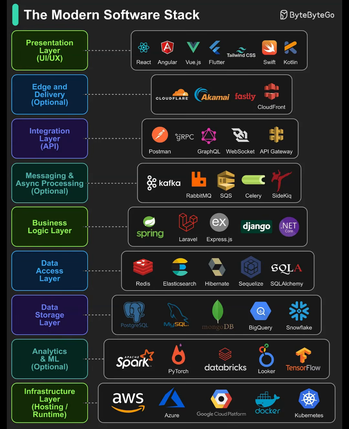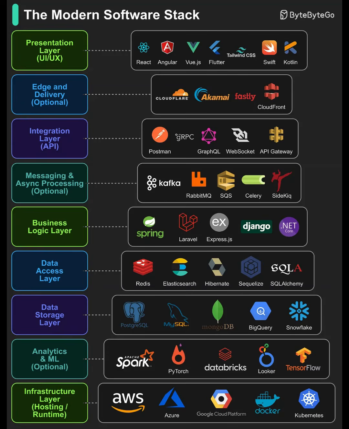Edge and delivery, optional but powerful. Before traffic reaches the app, the edge accelerates content and enforces security. Tools: CDNs and edge networks to cache static assets, terminate TLS, run edge functions, and filter bad traffic. Wins: lower latency, global reach, rate limiting, bot protection, and A/B testing at the edge.